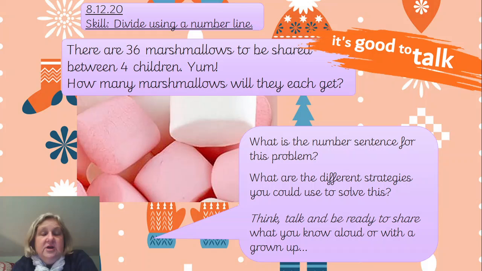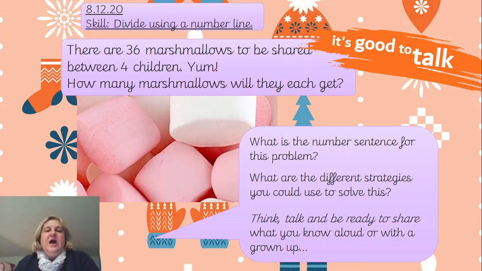And you've done lots through the years now, from year 1 and year 2. We're using different strategies for doing this type of problem. So hopefully you'll have some ideas of how you'll work that out, and be ready to share what you know with your grown-up, or just aloud. So you can pause and have a think now. Okay, so hopefully you've had time to think about that.